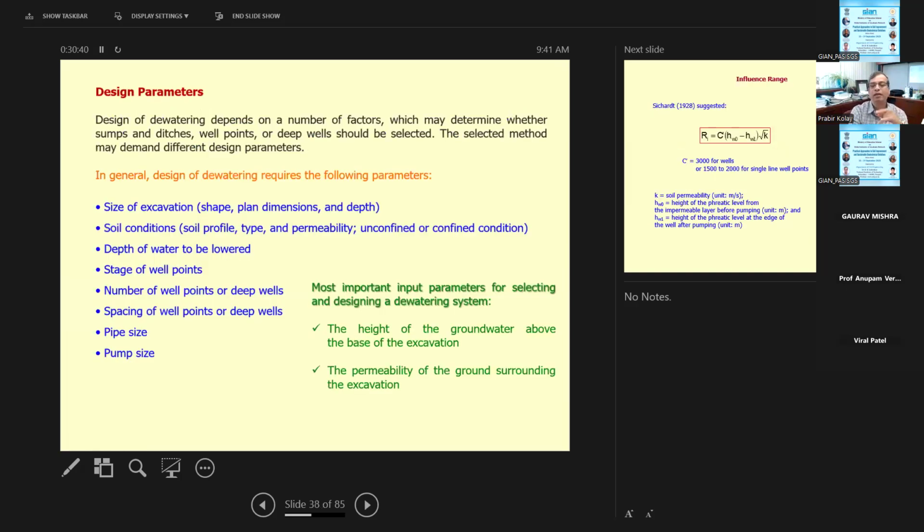So design parameters we need to check. The most important thing is the height of the groundwater above the base of the excavation, and also the permeability of the soil over there. If the permeability is high, like sand and gravel, the water will go quickly, and then you pump the water out. It's the easy well point method. But if the permeability is low, then either use the vacuum consolidation method, or maybe, as I mentioned, the electroosmotic method. Okay.